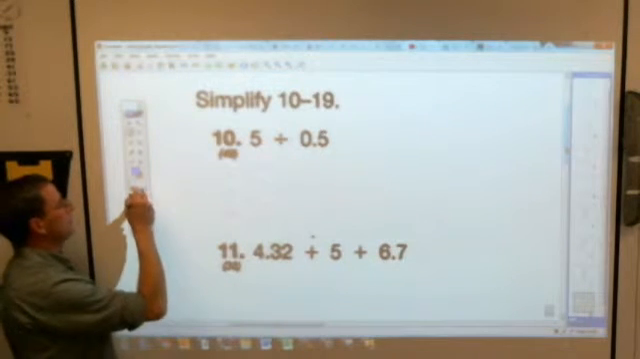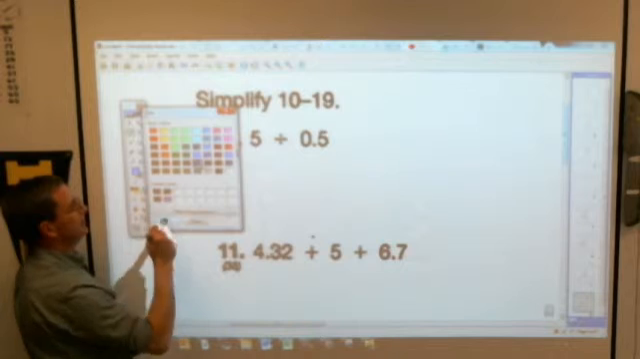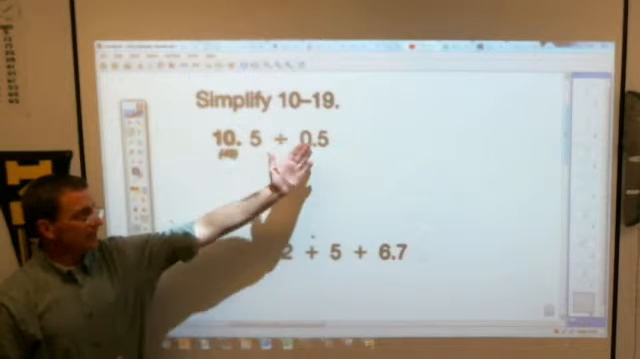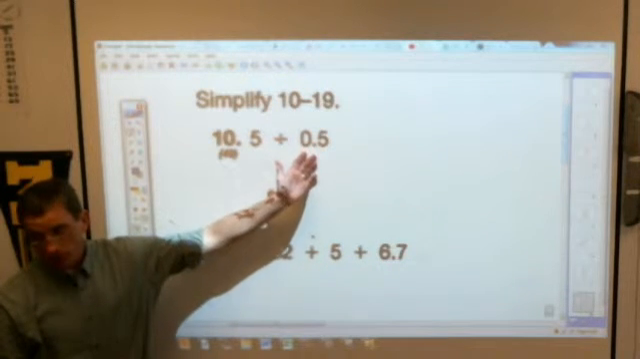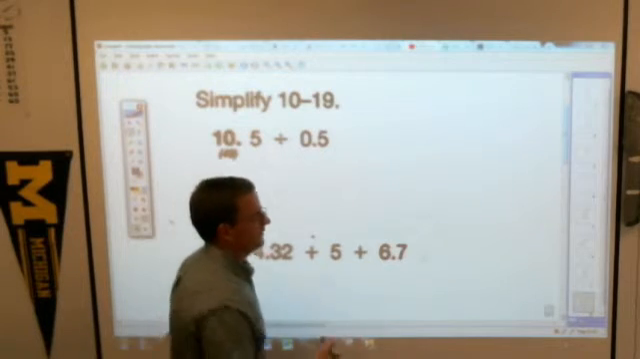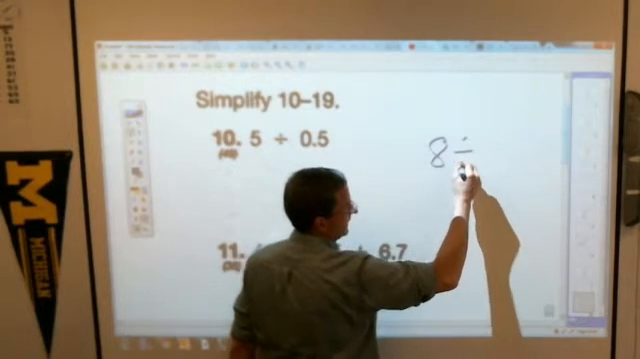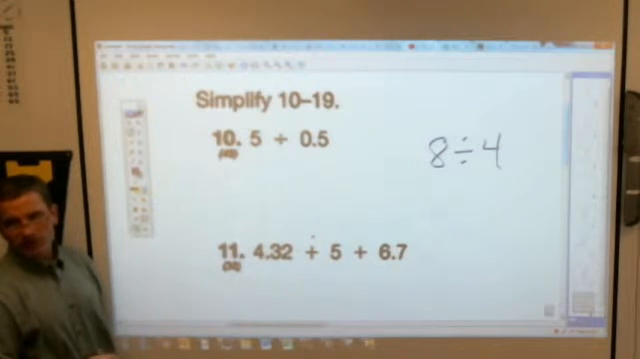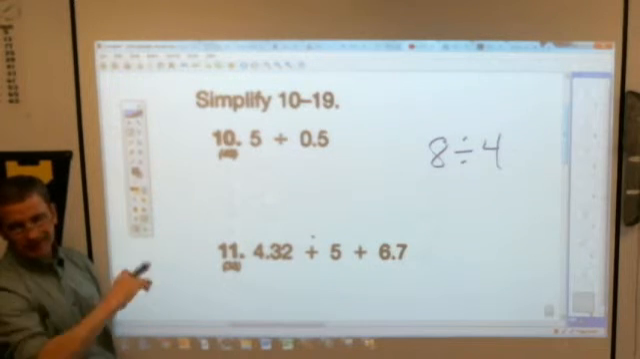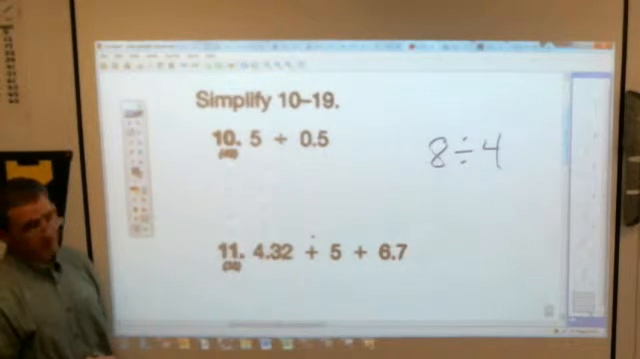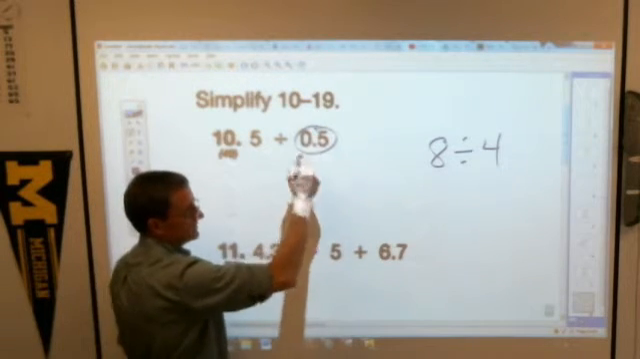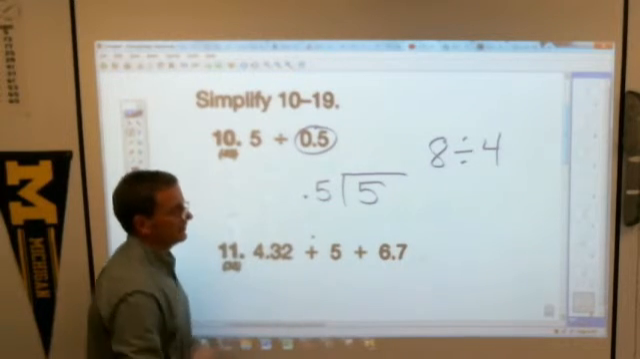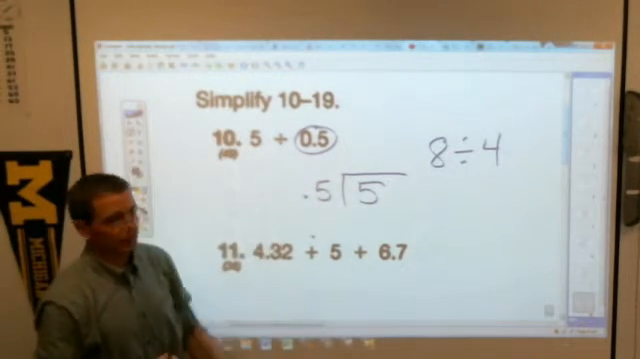And I will tell you the place most people go wrong on this, Leah, is they put the wrong one under the box. 5 divided by 0.5. And if you forget which one goes under the little box, think of any other division problem written out like this. 8 divided by 4. When you write that out as a division problem, which number goes in the little division box and which one sits on the outside of it? 4 goes on the outside. So the second number goes on the outside, and the 5 goes on the inside. It is 5 being divided by 0.5.